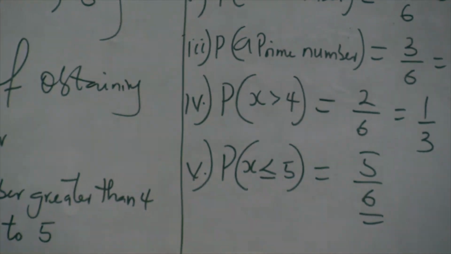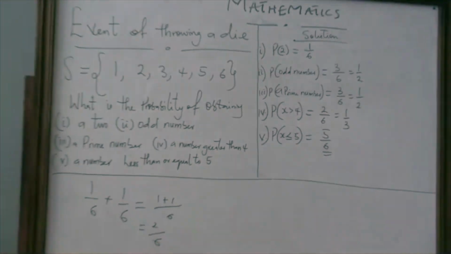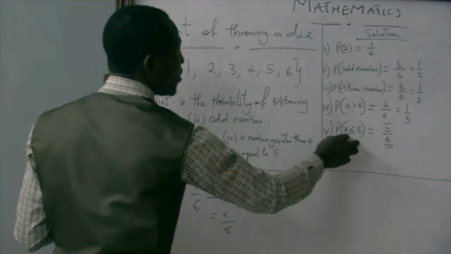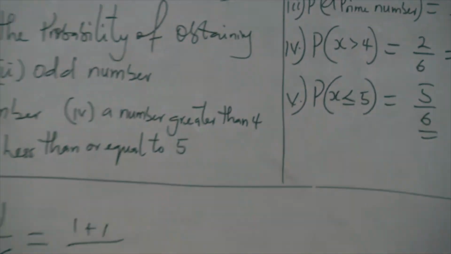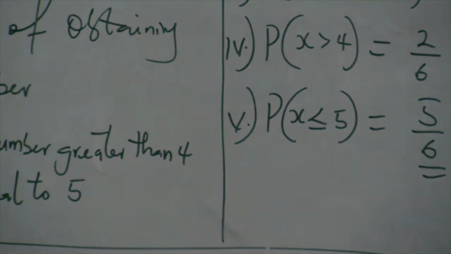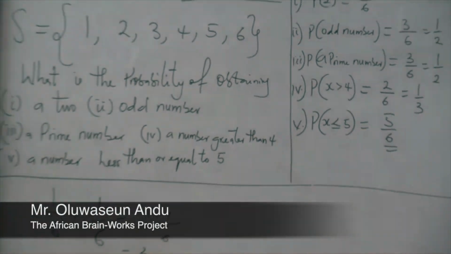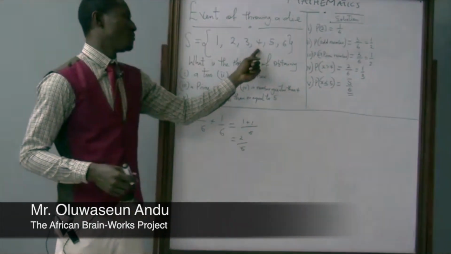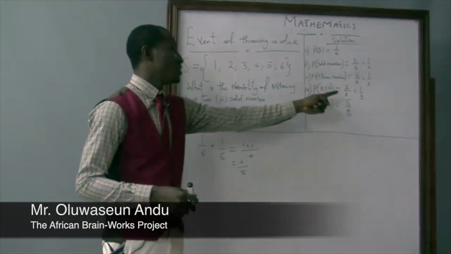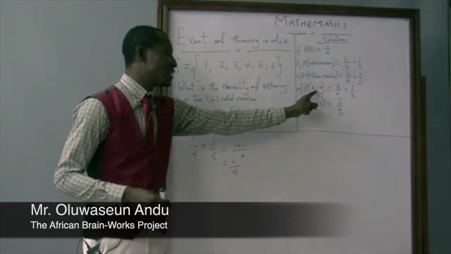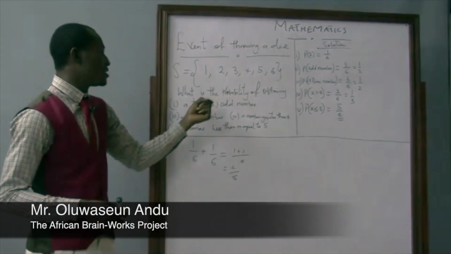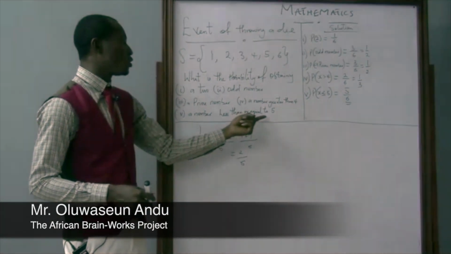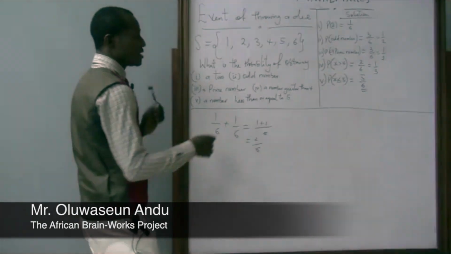Number 5, a number less than or equal to 5. That's why I used x greater than 4 before, but here, x less than or equal to 5. When you see the equal to sign, it means 5 inclusive. If it is greater than or equal to 4, then it means 4 inclusive. So that would be 3 over 6 if it were x greater than or equal to 4. But in this case, it is x less than or equal to 5, that is, a number less than or equal to 5.